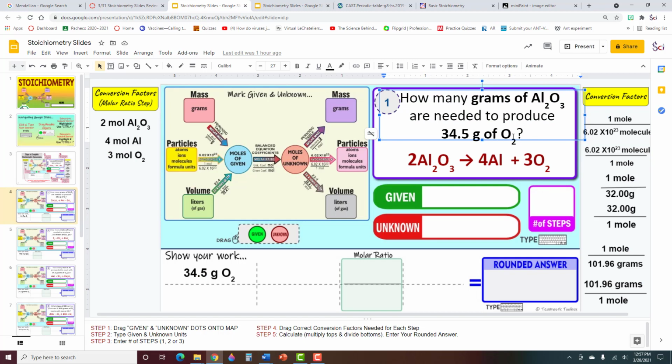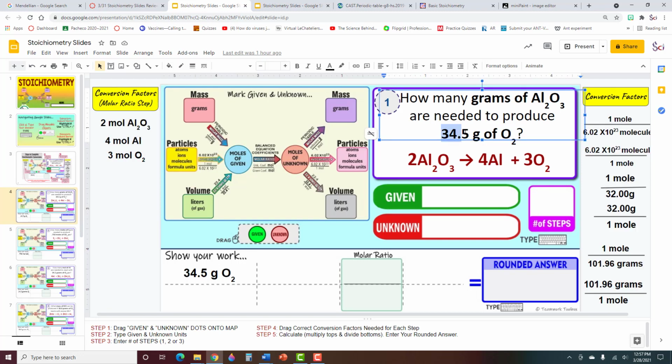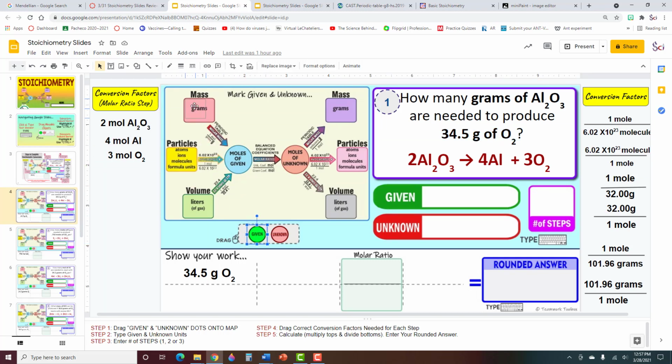So the first thing you want to do is, down here at the very bottom, you'll see steps. So it's just drag given and unknown dots onto the map. So that's these right here, these dots. So given, my starting is the number, 34.5 grams of O2. So my given is in grams. Okay, so I'm going to put that here on the map. This is where I'm starting. You put it wherever you want over here, but it needs to be on grams.